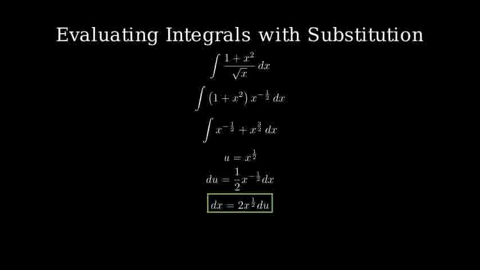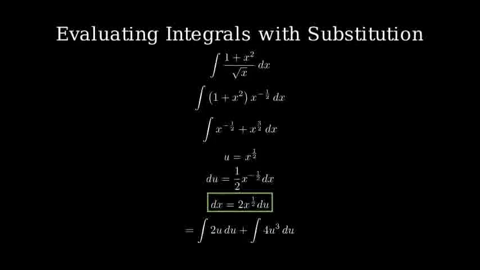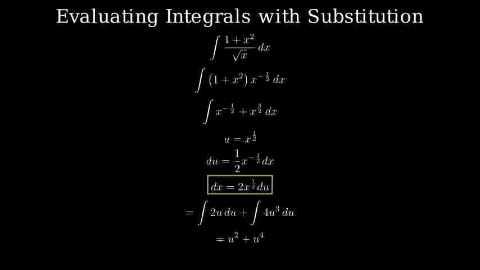Now that we have the substitution variables, we can see how the integral will change. By performing the substitution, we now have the integral of 2 plus 2u to the fourth, times du. Next up, integrate term by term. The integral of 2 is 2u, plus the integral of 2u to the fourth, is u to the power of 5.